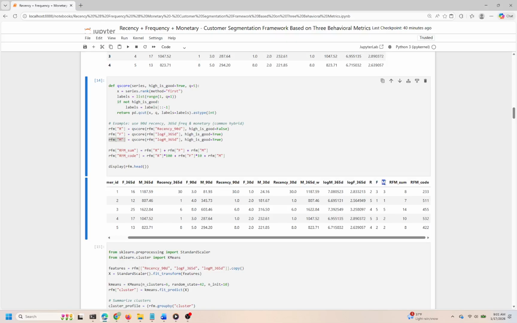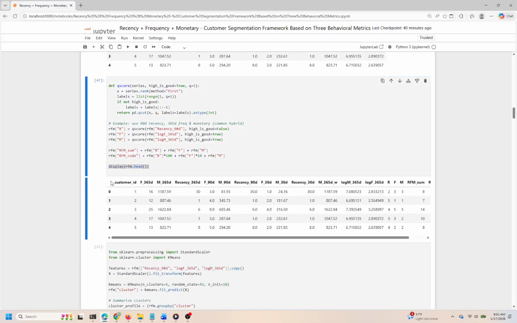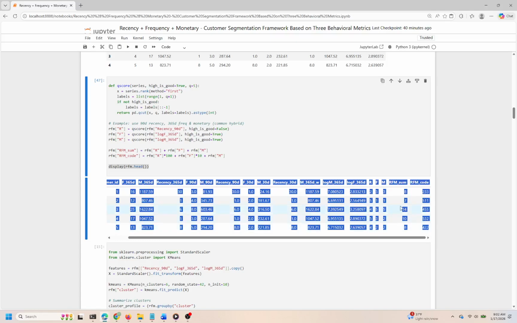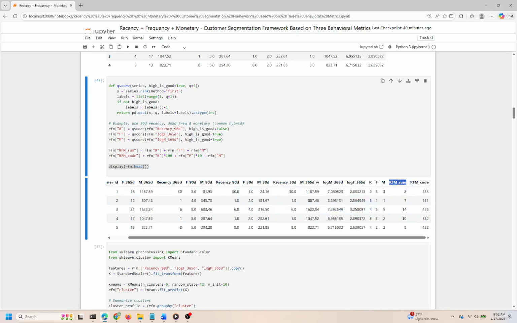Then, we combine these individual scores for recency, frequency, and monetary into a single score, labeled RFM sum, which aggregates the three metrics into a single figure. We also construct a unique RFM code that encapsulates these three metrics in a format that can easily be used for further analysis, giving us a clear and concise representation of customer segmentation.